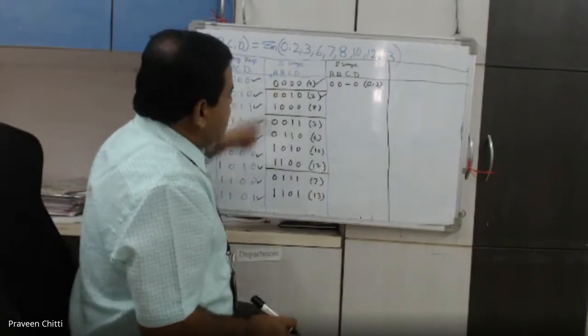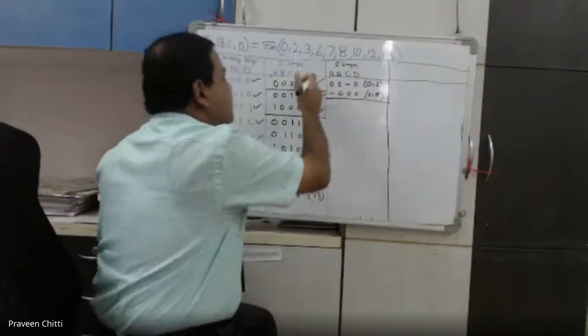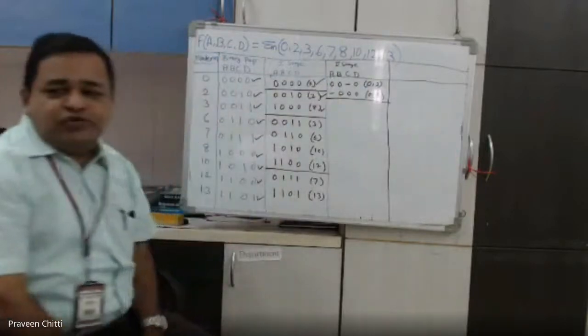Can we combine 0 and 8? Yes. What should I write? Dash, 0, 0, 0, 0, and that is 0, 8. Done. So comparing the first and second group, I got one more group there.